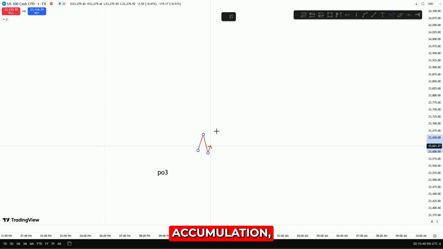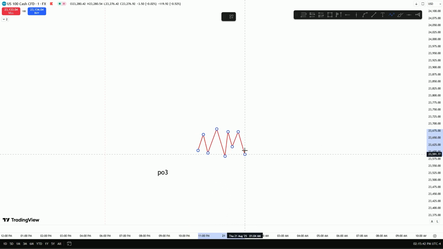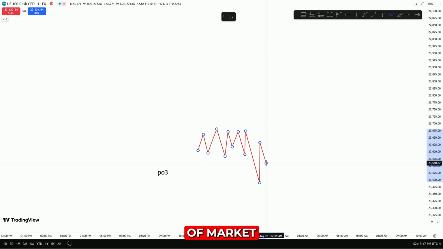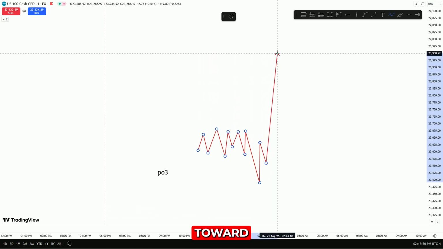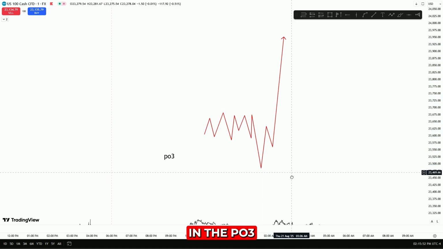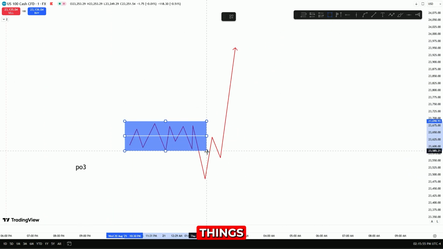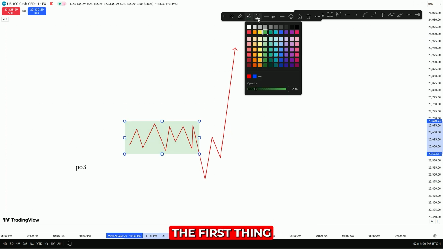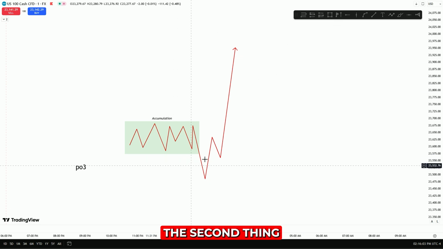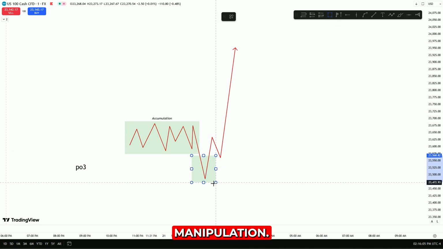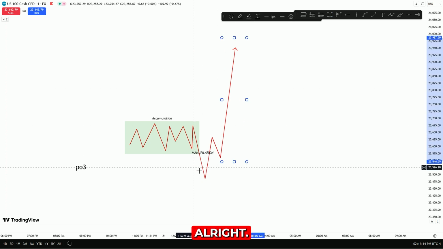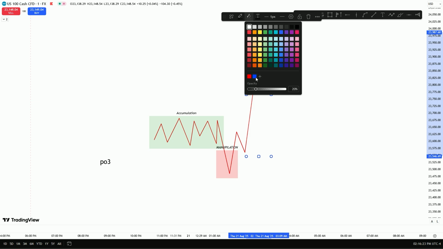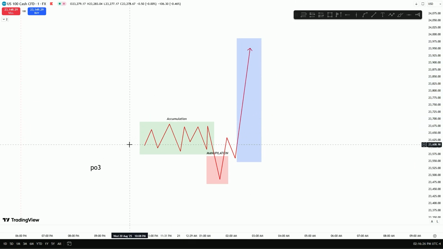First, you're gonna spot accumulation. All right, and then you're gonna wait for the manipulation, and then you're gonna wait for some sort of market structure shift and anything else toward the distribution. Now what happens basically in the PO3 is that you have three things: the first thing is accumulation, the second thing is manipulation, and the third thing is distribution. All right, this is what we call AMD. So AMD is basically nothing but just accumulation, manipulation, and distribution.